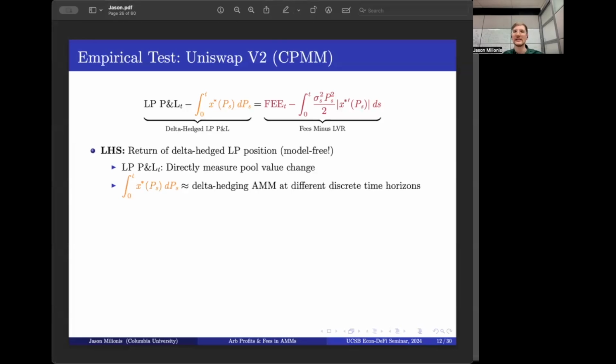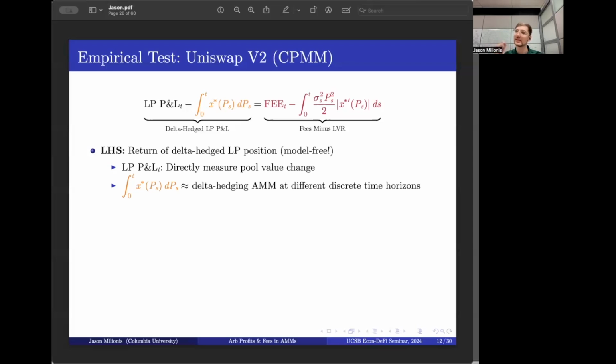So basically, let's examine what we have here and how we can use that empirically. We're going to have on the left-hand side the return of the delta-hedged LP position that does not assume any model. Why does it not assume any model? Because you can simply look at the LP profit and loss directly from the pool that you actually have.